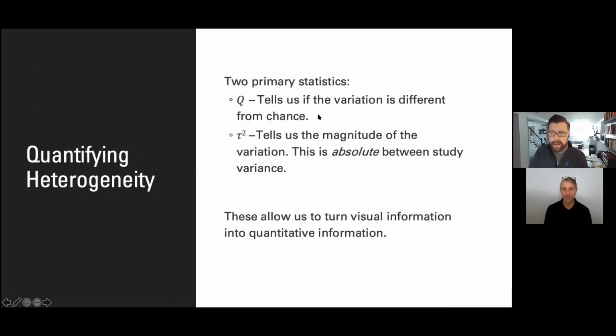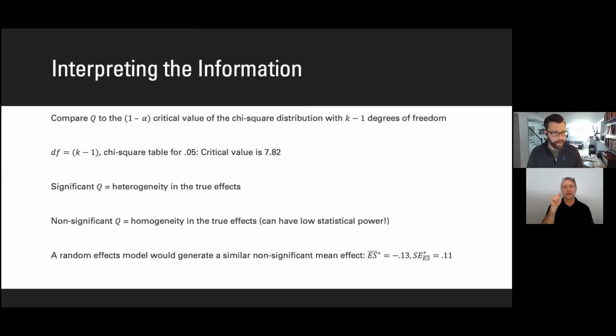Okay, so again, Q is an index of the degree to which variation is different from chance. Tau squared is the magnitude of variation. So you can think of tau squared as kind of the effect size version of Q in some ways. In fact, I think it's always a useful descriptive piece of information to include in meta-analyses, especially when using random effects. Okay, so back to Q for a minute.